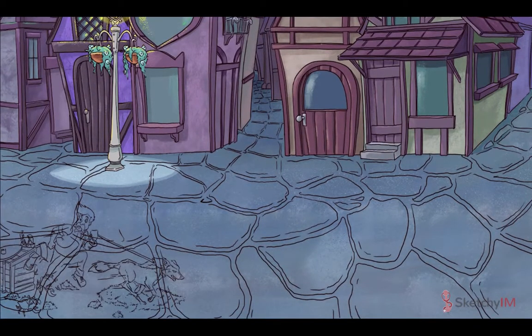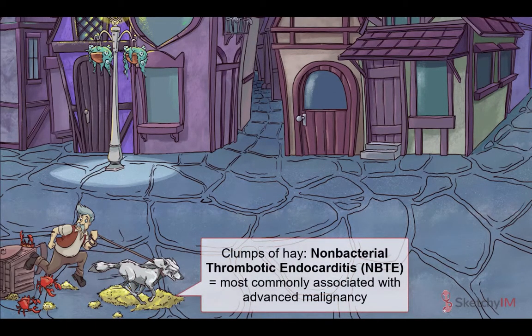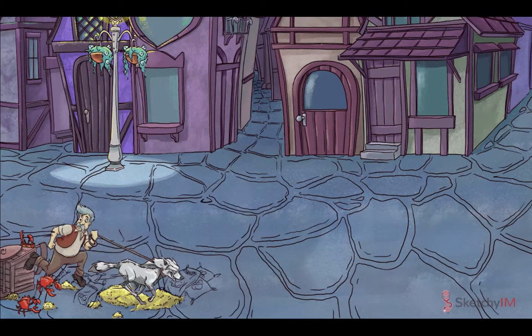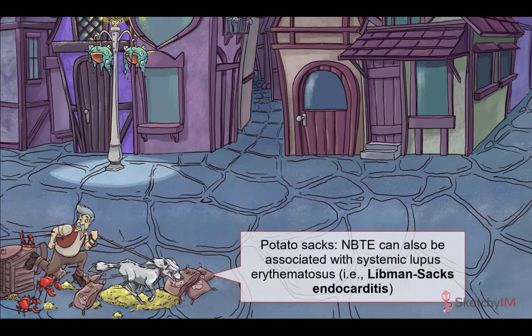Of course, endocarditis isn't always caused by infection. Non-bacterial thrombotic endocarditis is a rare condition characterized by the deposition of sterile platelet thrombi on heart valves, hence the non-bacterial clumps of hay spilled all over the ground. NBTE is most commonly associated with advanced cancer, represented by the recurring sketchy symbol, the cancer crab. Another association you'll need to remember is between NBTE and systemic lupus erythematosus, a condition known as Libman-Sachs endocarditis, represented by the recurring sketchy lupus wolf running through these potato sacks, spraying hay all over the place.